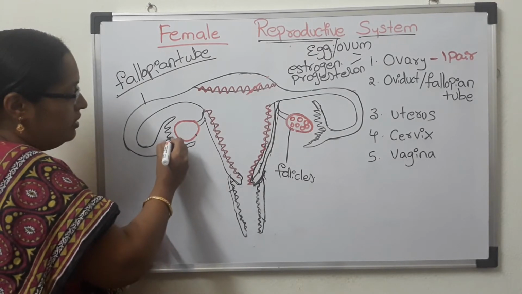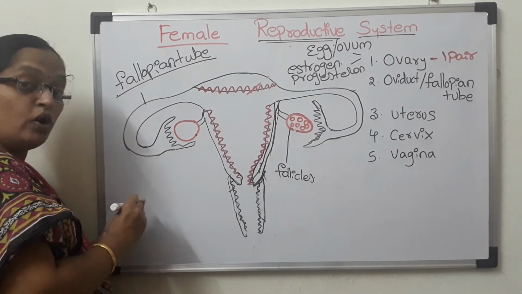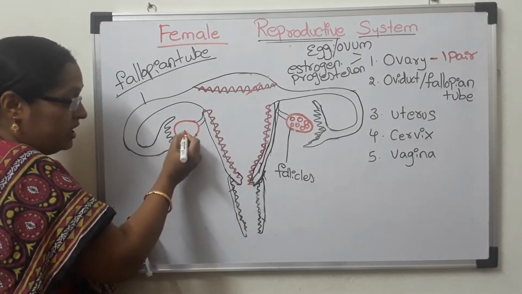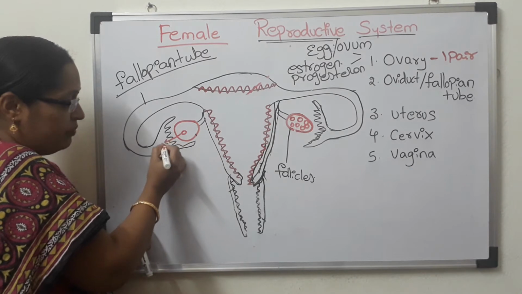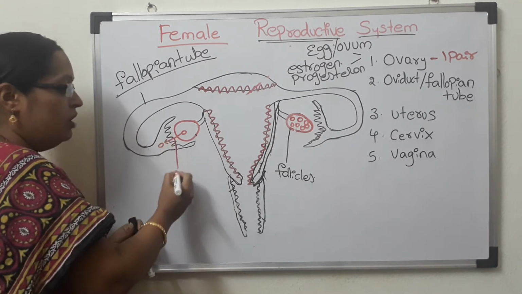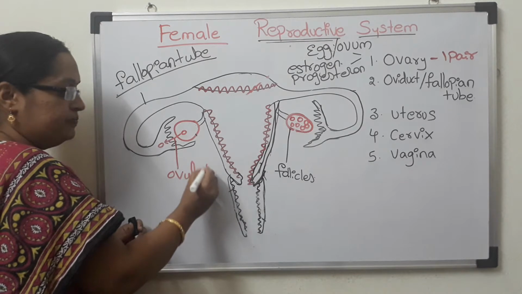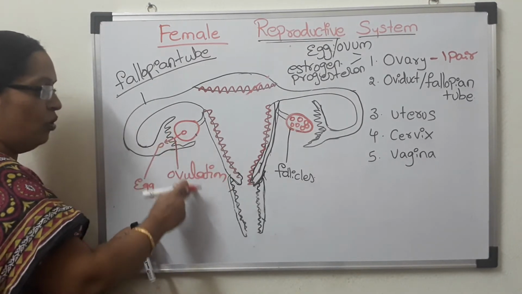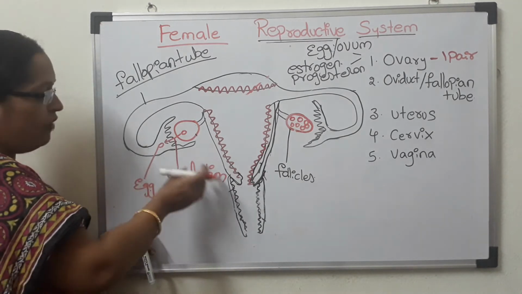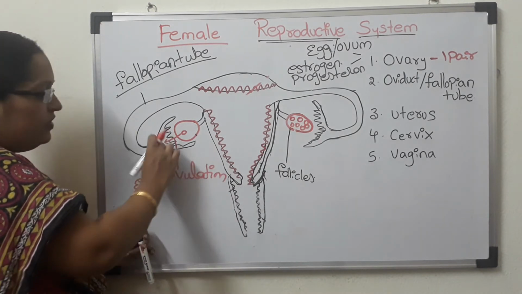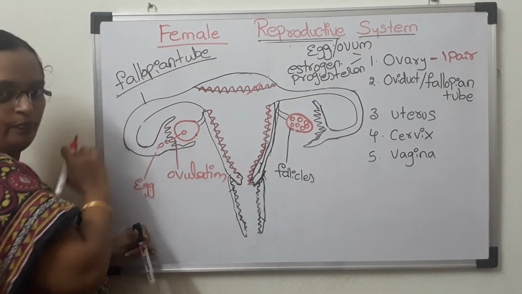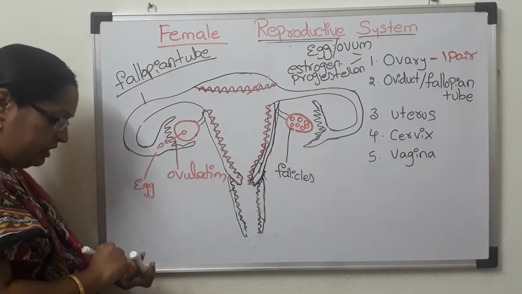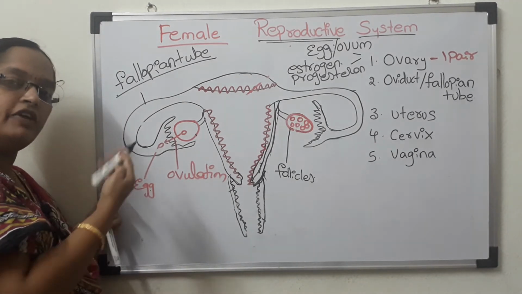And what is ovulation? The process of release of egg from the ovary is called ovulation. After ovulation, the egg is released. This egg enters into the fallopian tube, where fertilization takes place. In the fallopian tube, the fertilization takes place.